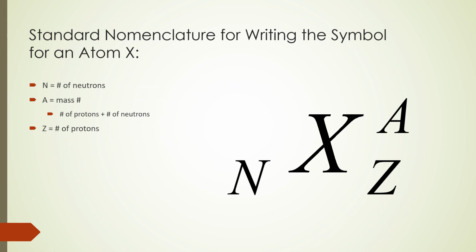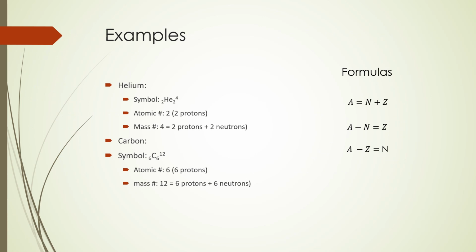There is a standard nomenclature for writing the symbol of an atom. It is shown on this slide, where N is equal to the number of neutrons, Z is the number of protons, and A is the mass number, which is the number of protons plus number of neutrons. Take the element helium for example. Helium has 2 protons and 2 neutrons, so its mass number is 2 plus 2 or 4. So we can write a symbol for helium as shown, where we have the 2 neutrons, 2 protons, and a mass number of 4.